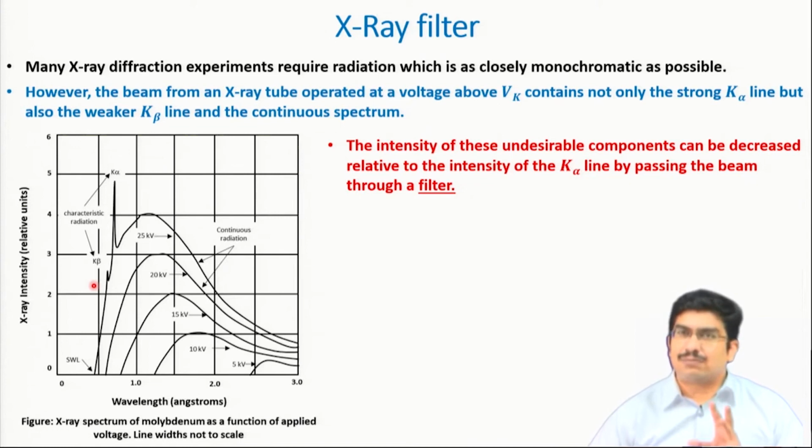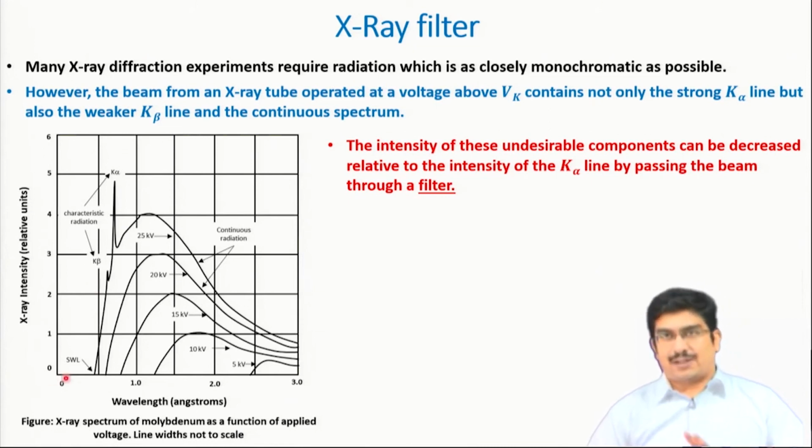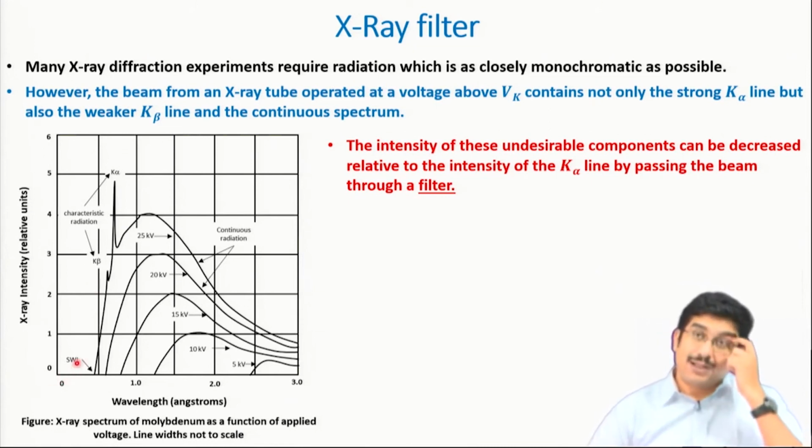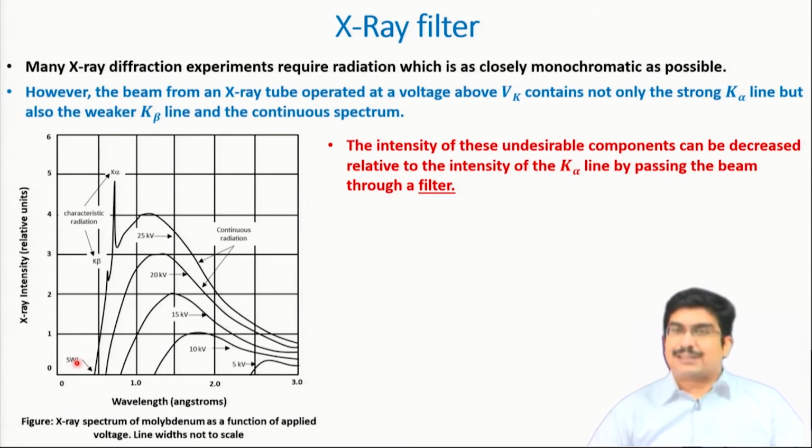Since K alpha and K beta are very close wavelengths, it is almost impossible to separate them out in a regular situation, and there will also be a continuous spectrum, which we already discussed, mostly forms the background. So, all these things will be mixed together: K alpha, K beta and the continuous spectrum. Out of all of this, as we understood, K alpha is the most desired one, and the rest, K beta or the continuous spectrum, is undesirable.